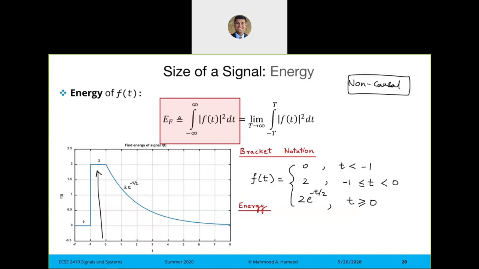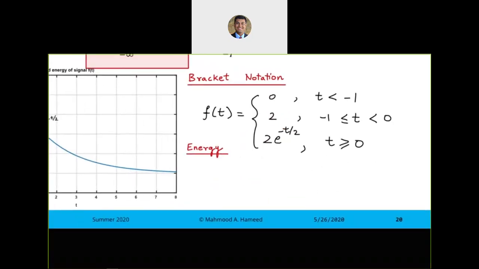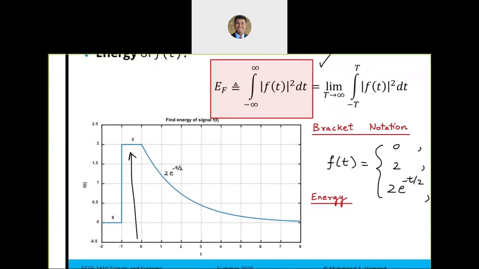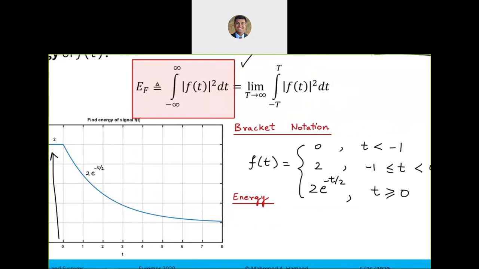Energy. For energy, we need to use that formula right there. Let's do it. Actually, the signal is real valued, so I don't even have to worry about the absolute. I just need to square it and integrate. When you integrate, I only have to worry about those pieces. In fact, I don't even have to worry about this first piece because that will be 0 for all the time between negative infinity and negative 1. So I don't even have to write that.